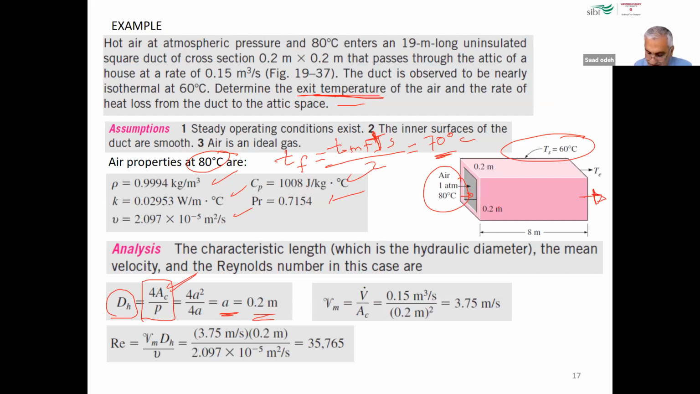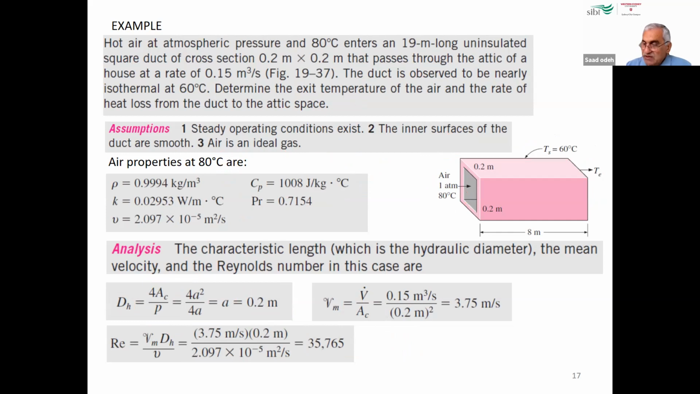We can use this then to find our Rayleigh number. Right, so Rayleigh number here is 35,765, which is again much greater than the limit for turbulent flow, which is 4,000. Now, after that, you have turbulent flow. So now the value is much bigger than this limit. Therefore, we have turbulent flow here.